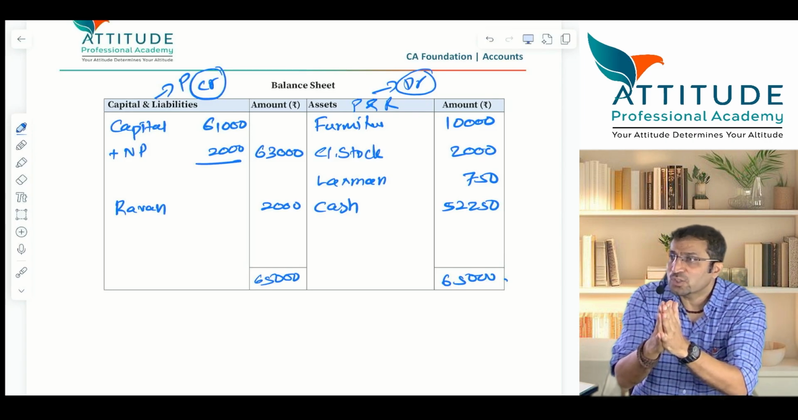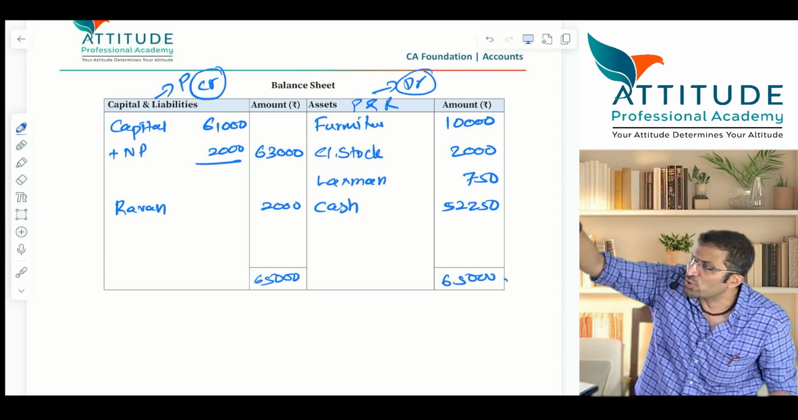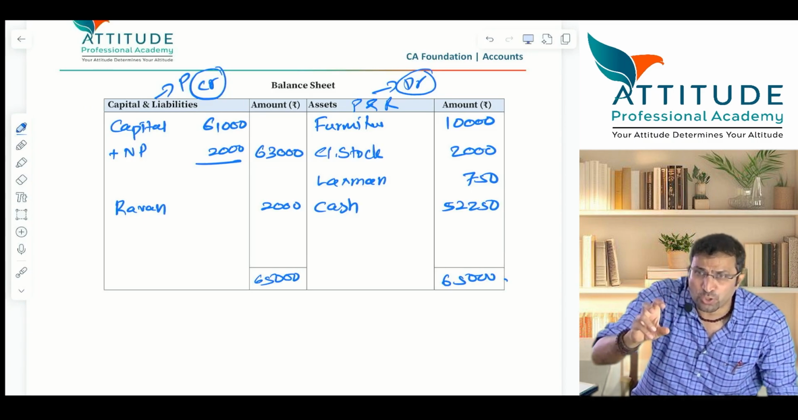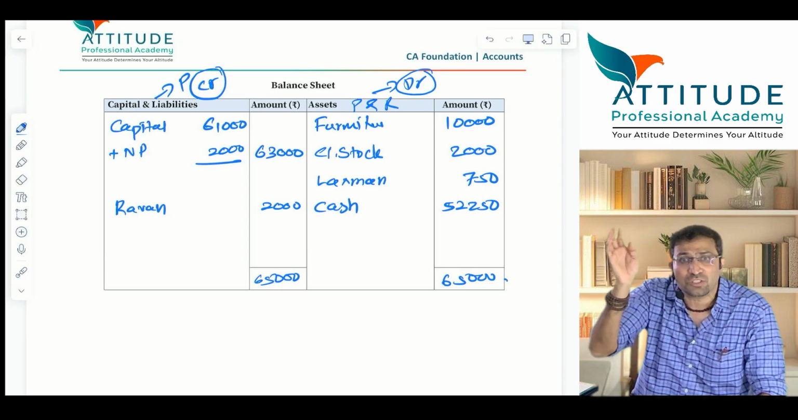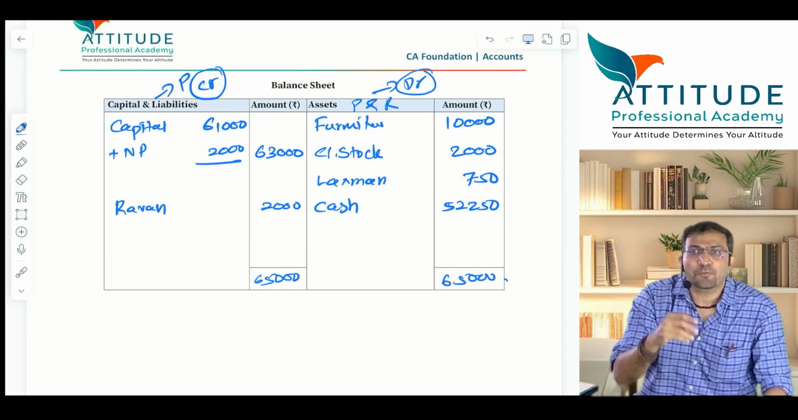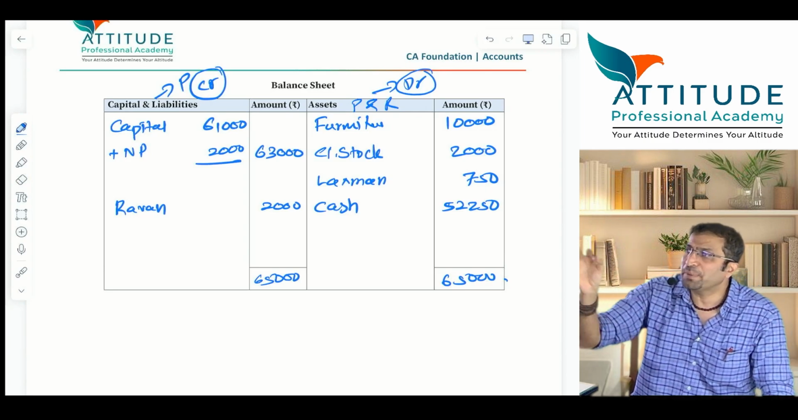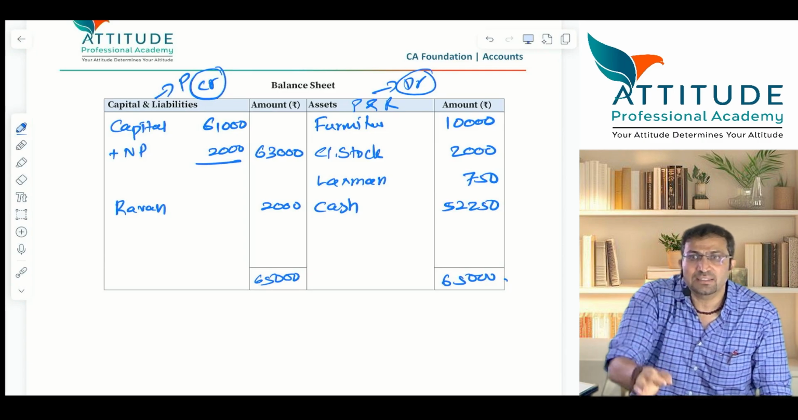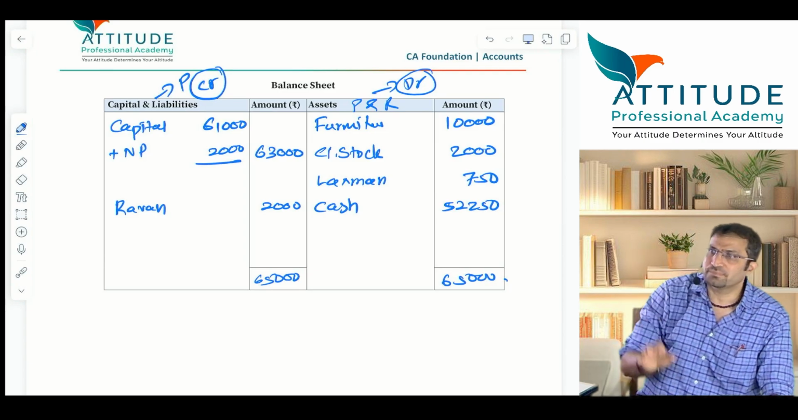closing journal entries. Once you pass these closing journal entries, you will get trading account. Trading account should also get closed by transferring that amount to GP. GP should also get closed, transfer to P&L. P&L should also get closed, transfer to net profit. Net profit should also get closed, transfer to capital. What you are left with is only personal and real. These are the items which will come in your balance sheet. That is the end of your PUC 1 syllabus.